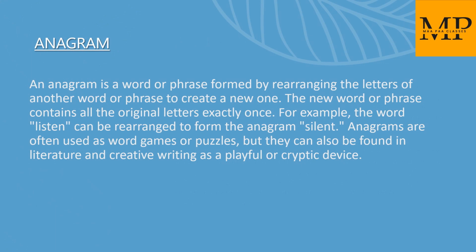Anagram. An anagram is a word or phrase formed by rearranging the letters of another word or phrase to create a new one. The new word or phrase contains all the original letters exactly once. For example, the word listen can be rearranged to form the anagram silent. Only the letters have been rearranged and we have got a new word.